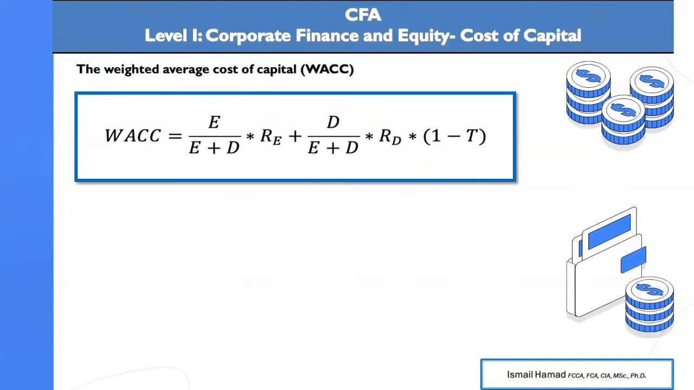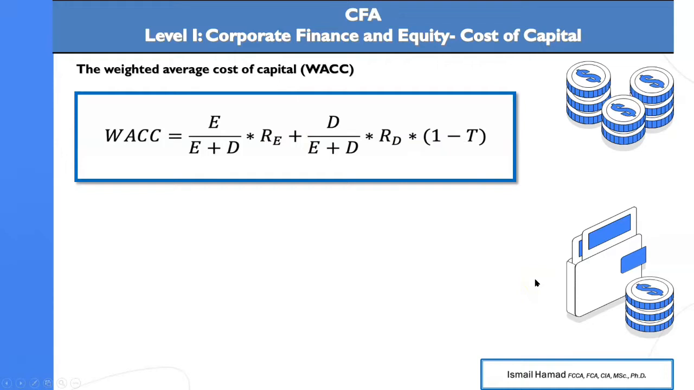The weighted average cost of capital equals the weight of equity, which is equity over total finance, times the required rate of return by the equity holder, that is the cost of capital for the company, plus the weight of the debt times the required rate of return by the debt holder, which is the cost of debt to the company, times 1 minus tax. Let us see each component here and each letter and explain it further.